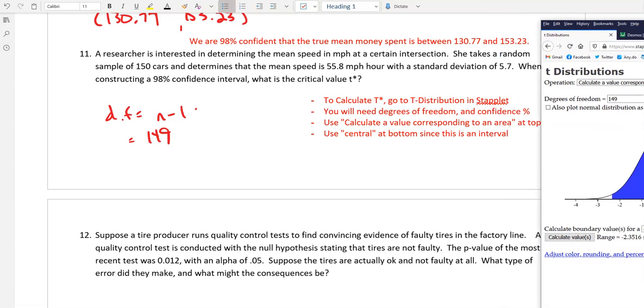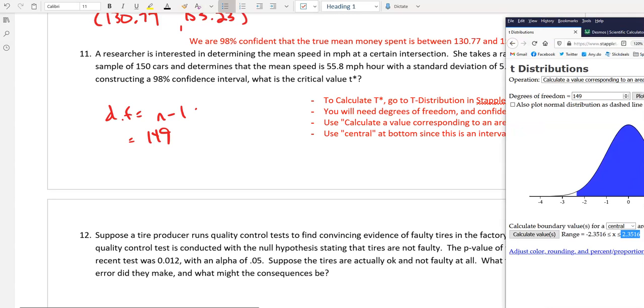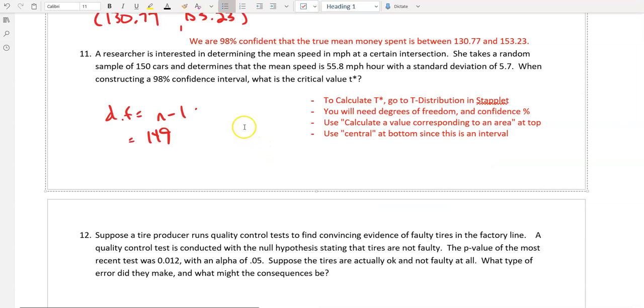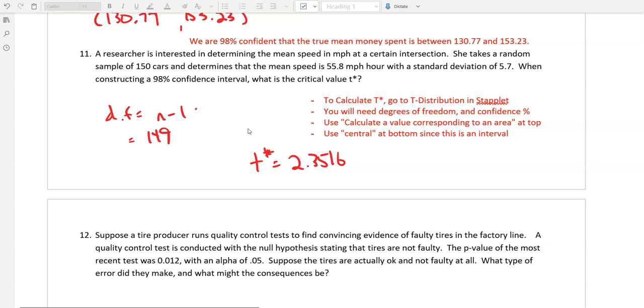So look at these notes real quick. You use calculate a value corresponding to an area. So you go to T distribution. You need the degrees of freedom, so you subtract 1 from n right here, 150. And then the way I remember it is the bottom two here. So look, it's the bottom two. The bottom one on here, calculate a value corresponding to an area, and then central, 0.98. And there would be my T star, 2.3516. So my T star equals 2.3516, which would be my final answer on this problem.